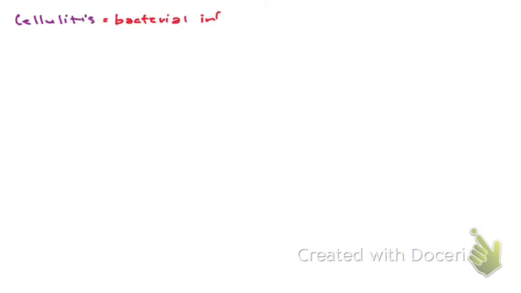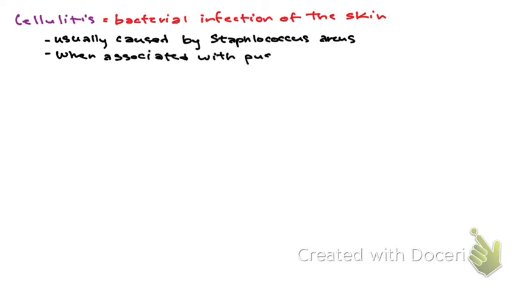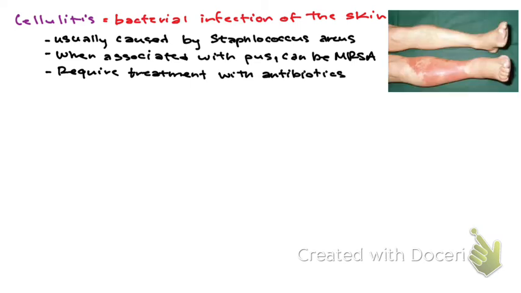Cellulitis is a bacterial infection of the skin. It's usually caused by Staph aureus, which is a bacteria that colonizes our skin. If the cellulitis is associated with pockets of pus, it can be indicative of MRSA, or methicillin-resistant Staph aureus. It requires treatment with antibiotics. So you can see that the right leg of this patient is affected by cellulitis, which is a bacterial infection of the planes of skin.